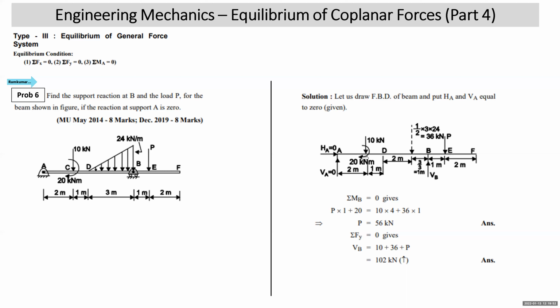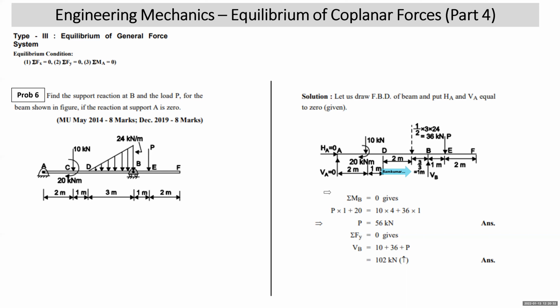Then 10 kilonewton and 20 kilonewton meter are put as it is, external loads. P as it is. Now you have to come to this triangular loading. This triangular loading is acting over a length of 3 meter. Its intensity is 0 at D, and 24 kilonewton per meter at the other end. Arrows are downward, so equivalent point load will be downward. What is area of triangle? Half into 3 into 24. That is 36 kilonewton. Where will it act? The length over which this triangular loading was acting is 3. So from the right side where it has the height, it will be 3 by 3, that is 1 meter. So your free body diagram is ready.